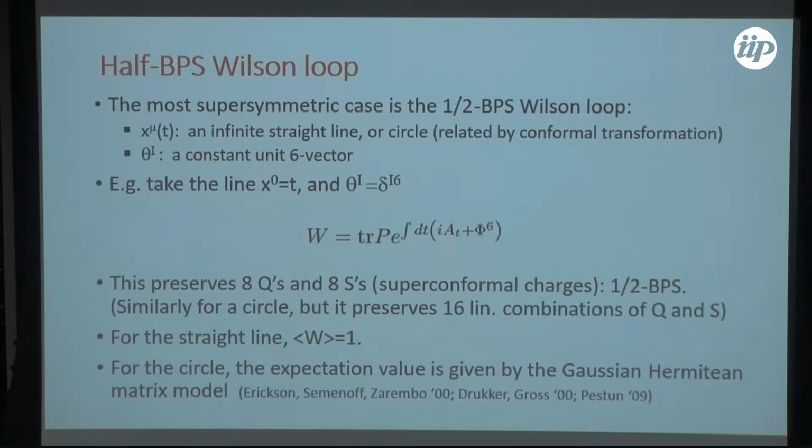For the circular one, as is well known, it's non-trivial and famously given by the Gaussian matrix model, as was conjectured long ago by Erickson, Semenoff, Zarembo, Drukker, and Gross, and proved using localization by Pestun.